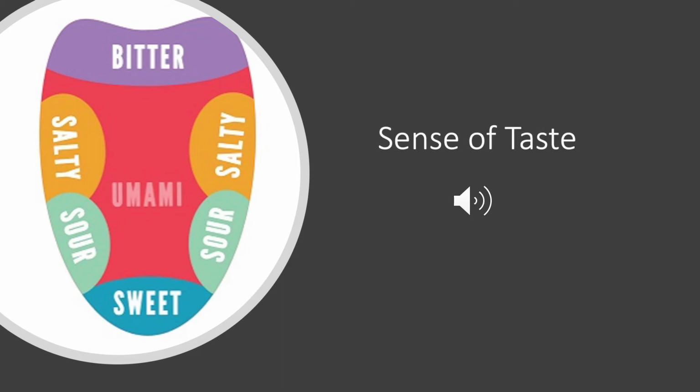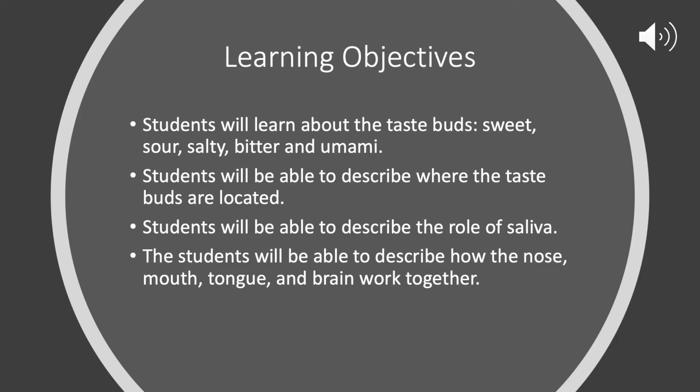Today we will be going over the lesson plan for the sense of taste. For the learning objectives, students will learn about the taste buds: sweet, sour, salty, bitter, and umami. Students will be able to describe where the taste buds are located, and they will be able to describe the role of saliva. The students will also be able to describe how the nose, mouth, tongue, and brain work together.